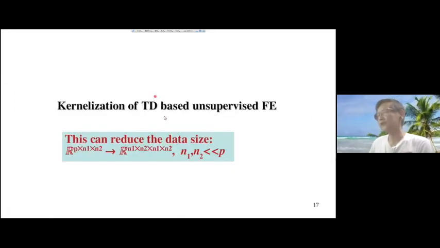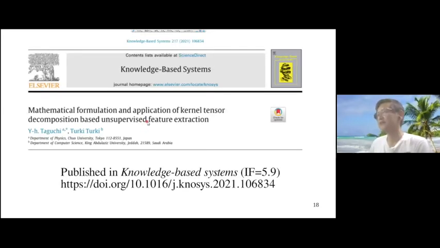Now we would like to extend this strategy to kernels. The advantage of kernels is that we can reduce the size. Originally we have a tensor of size p times n1, n2, where n1 and n2 are the numbers of samples. Now using a kernelized tensor, we can have only this size of tensor. If n1 and n2 are smaller than the number of features, it is a great reduction of the space. This part was published this May in this journal, so if you are interested, you can read it later.